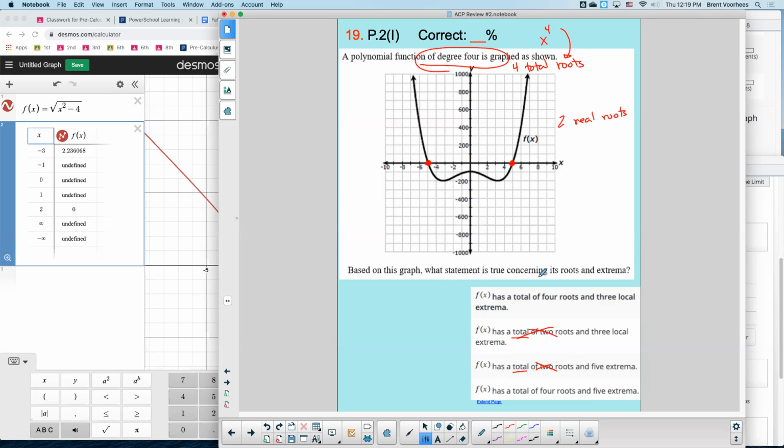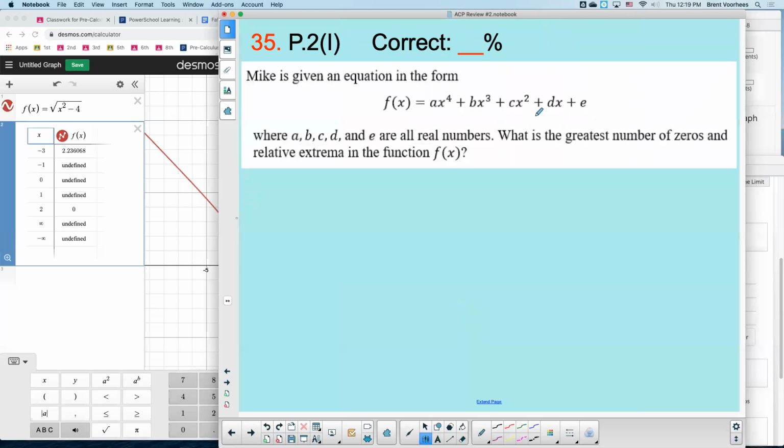Okay, next question. What about extrema? How many hills and valleys do you see? 3. Very good. It would be 3, not 5. By the way, extrema is 1 less. If you have 4 total roots, you must have at most 3 extrema. Okay, it's 1 less. And I think I have 1 more of these before I give you your DOL.